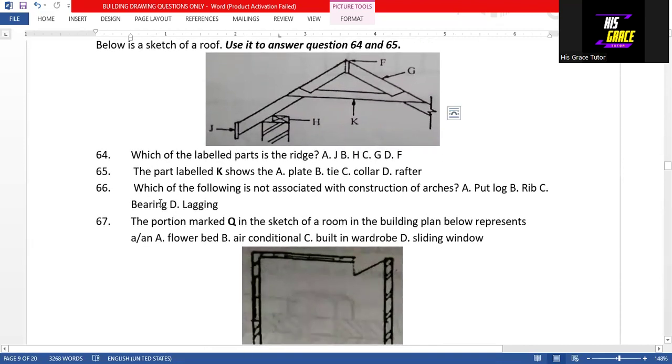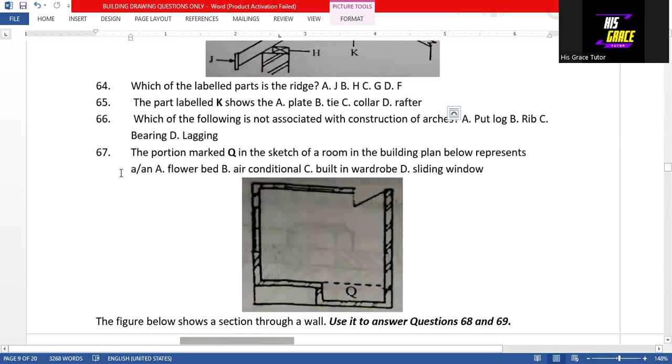Then question 66 says that which of the following is not associated with construction of hacks? That is option A is the answer to that, foot long. Then question 67, the portion Q in the sketch of a room in the building plan below represents a wardrobe. So built-in wardrobe. That is option C is the answer to question 67.